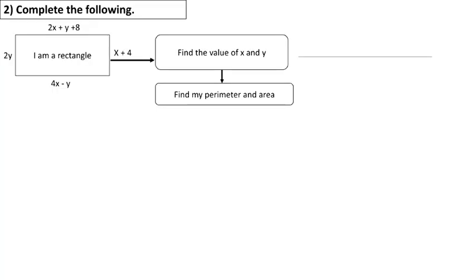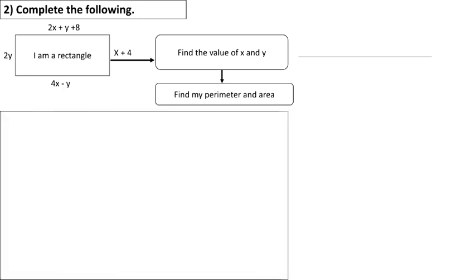Now let's move to question number 2. Complete the following. One rectangle is given. 2x plus y plus 8 is given, and 4x minus y is the opposite side of the rectangle. 2y and x plus 4 are the other opposite sides of the rectangle. Find the value of x and y, and we have to find the perimeter and area.